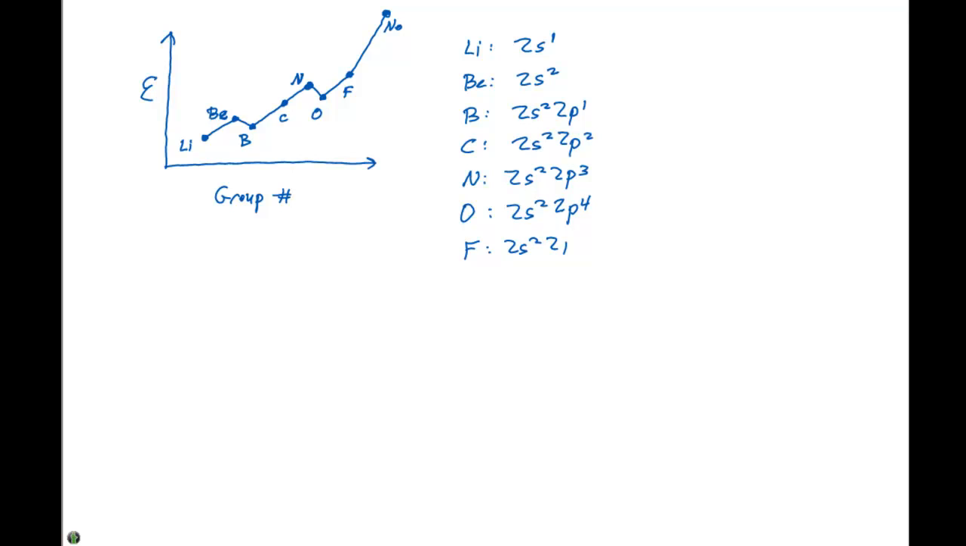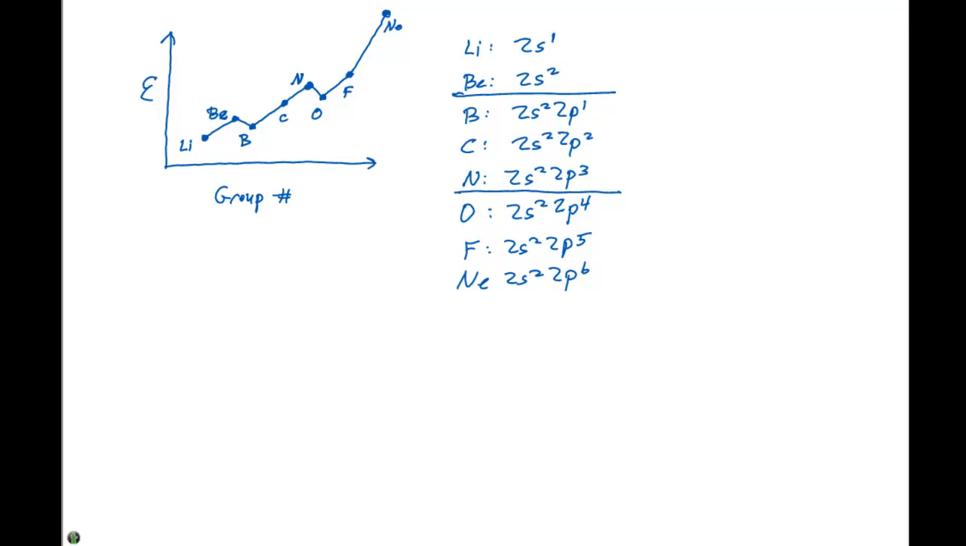Fluorine is 2s2, 2p5. And neon, 2s2, 2p6. When we looked at electron configurations, there were some anomalous electron configurations, and they had to do with how the energy of those electrons are going to result. So in this case, we can see a little bit of stability going from beryllium to boron. There's a discontinuity in the linearity when we go from nitrogen to oxygen. And then everything else goes linear.